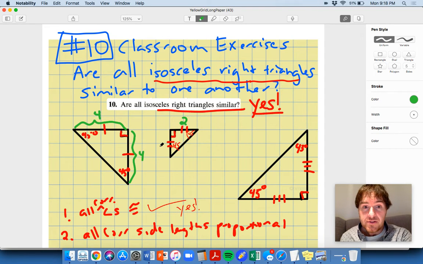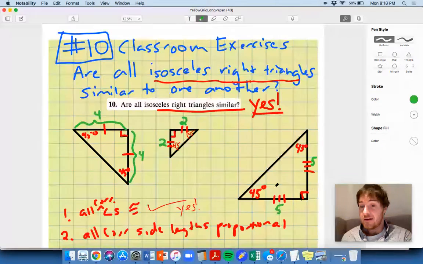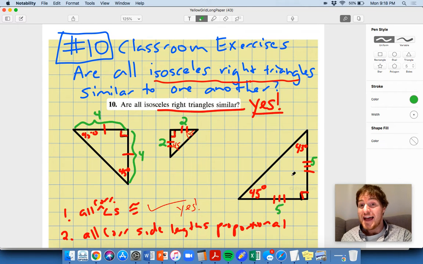This one here is 2. Another example that I have here is 1, 2, 3, 4, 5 for this leg and 5 for this leg. So obviously, going from this triangle to that triangle, the scale factor would be a half. Going from this triangle to that triangle, the scale factor would be 4/5. So that is at least sticking with two of the sides.